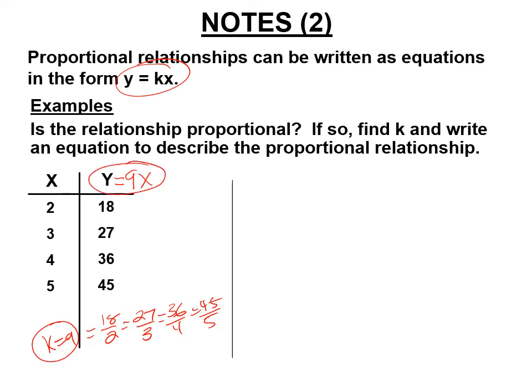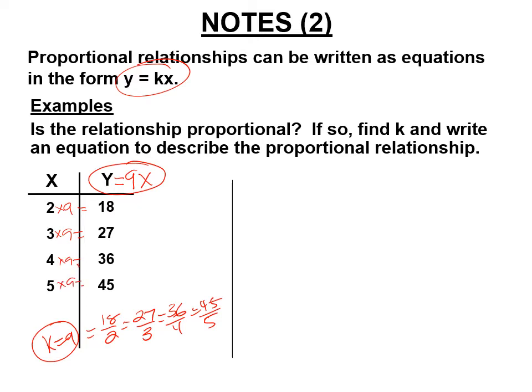Now, what does that mean? It means the y number is always 9 times the x number. Let's see if that's true. 2 times 9 equals 18. Yeah. 3 times 9 equals 27. 4 times 9. Yes. So we can write an equation.